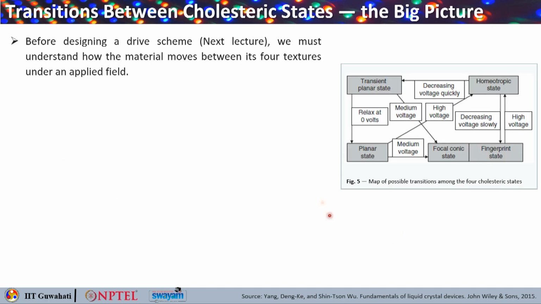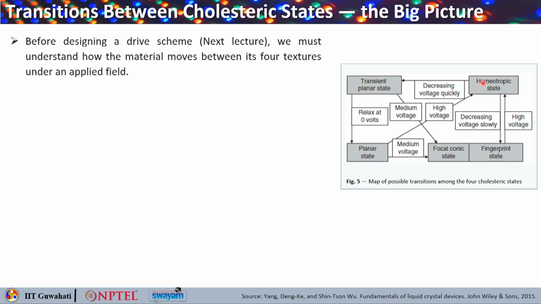So here we will provide a roadmap for the next lecture, part 2. You can see in this figure 5 the map of possible transitions among the 4 cholesteric states. So we have considered the transient planar state, and then you have the actual planar state here. You have the focal conic state, the fingerprint state, the homeotropic state, and this is how they do the transitions. From fingerprint with high voltage you can go to the homeotropic state. With decreasing the voltage slowly you can come back to this state.